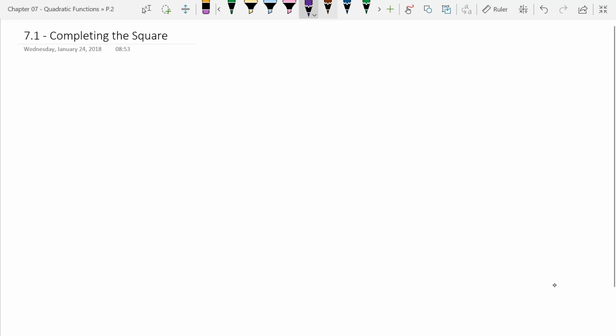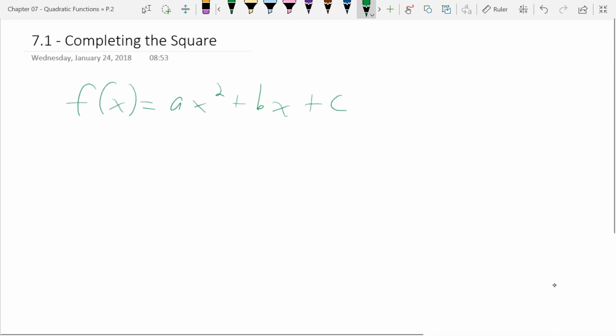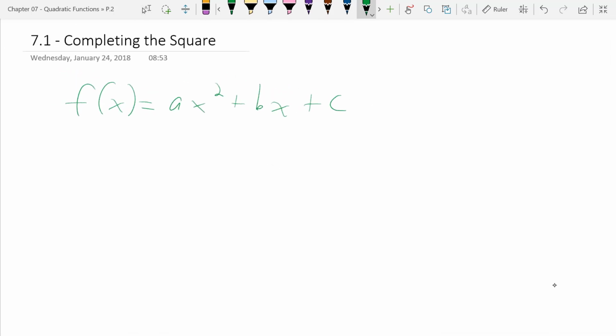Completing the square is the first part of Chapter 7, and Chapter 7 is all about quadratic functions. A quadratic function looks like f of x is equal to something times an x squared plus something times an x plus another something. We've done a good job this year of talking about the family names of different kinds of functions. So this is what we would call a quadratic function, or we'll just call it a quadratic for short. Just realize that quadratic is an adjective and function's a noun.